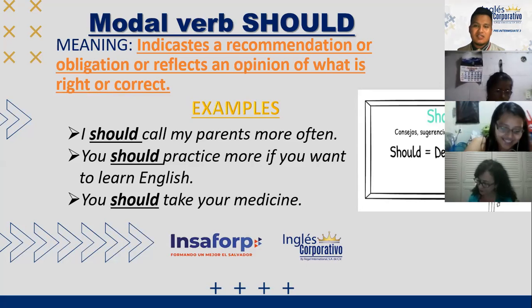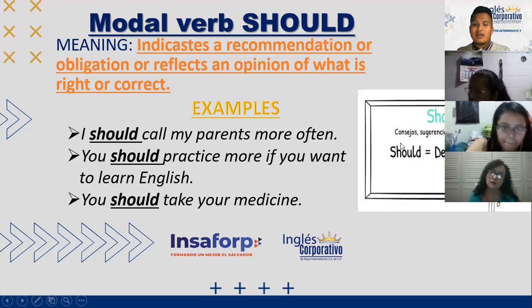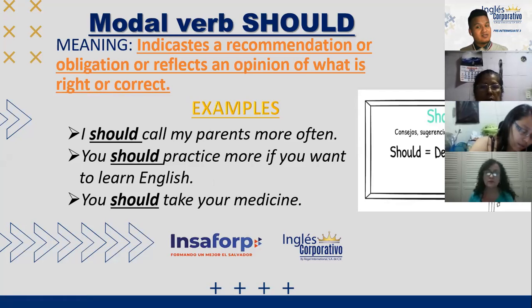With that being said, let me give you some examples. I should call my parents more often. As you can see on this little picture, there you have the meaning. What's the meaning of should? Deber o debería. Example number two: You should practice more if you want to learn English. This is what you should do. Deberían practicar más si quieres aprender inglés, okay? That's an advice, a recommendation for you as well.